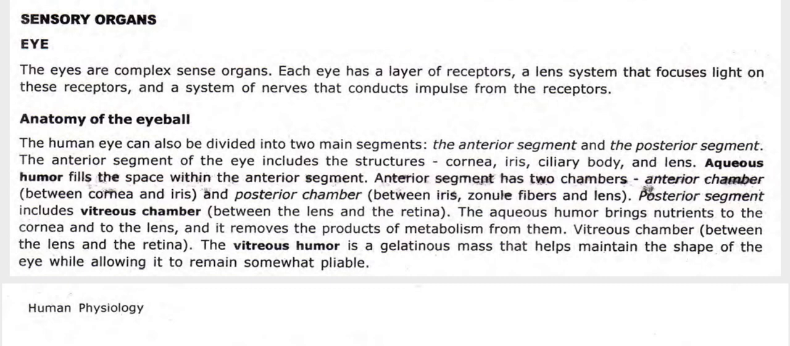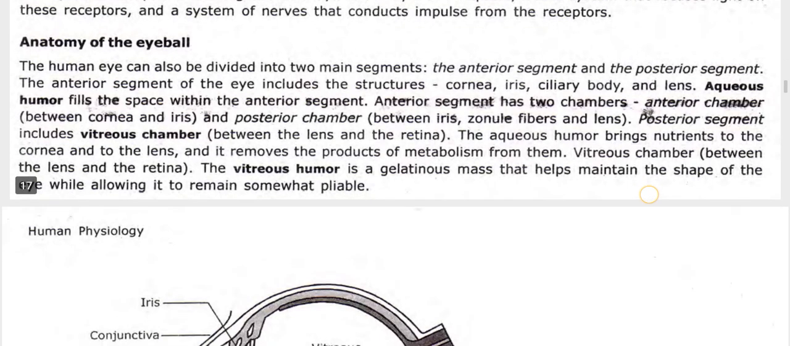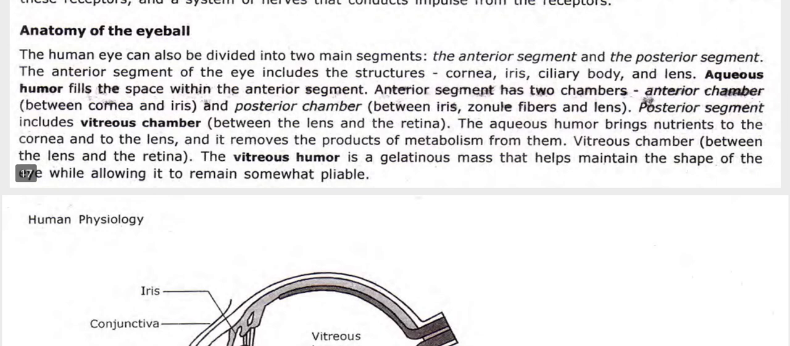When we try to learn about the anatomy of the eyeball, the human eye can be divided into two main segments, the anterior segment and the posterior segment. The anterior segment of the eye includes the structures cornea, iris, ciliary body, and lens. Aqueous humor fills the space within the anterior segment. The anterior segment has two chambers: the anterior chamber between cornea and iris, and the posterior chamber between iris, zonular fibers, and lens. Then the posterior segment includes the vitreous chamber between the lens and the retina.